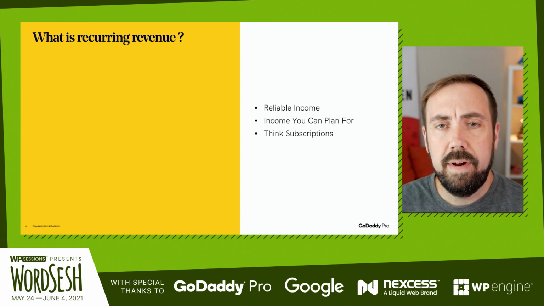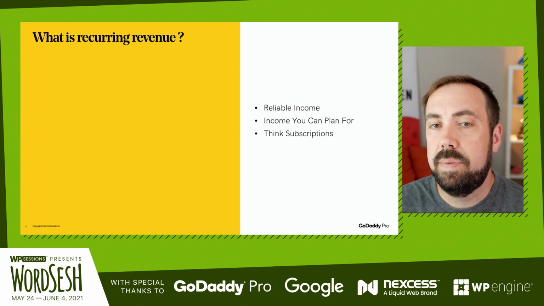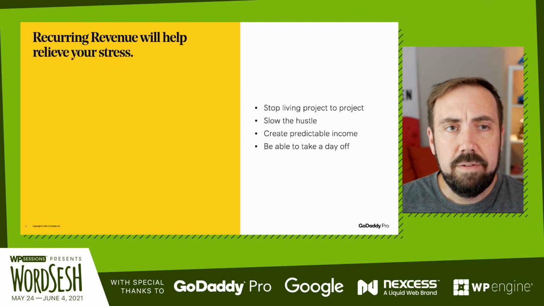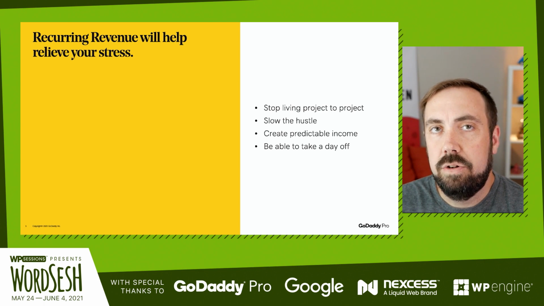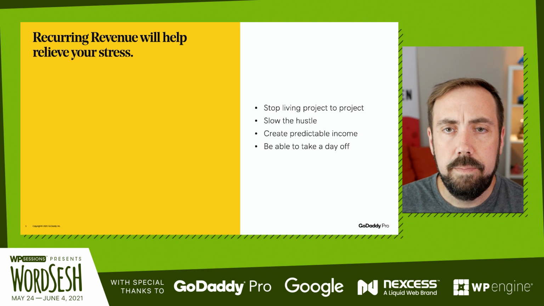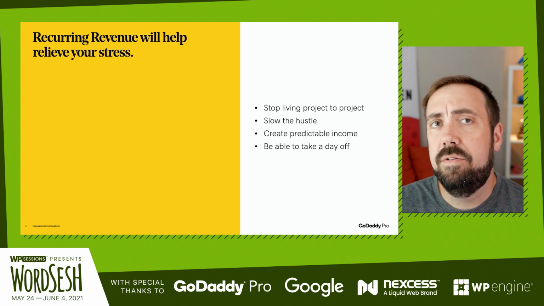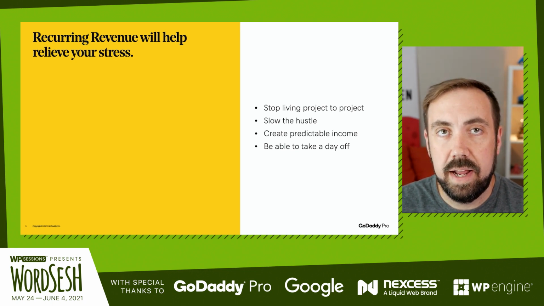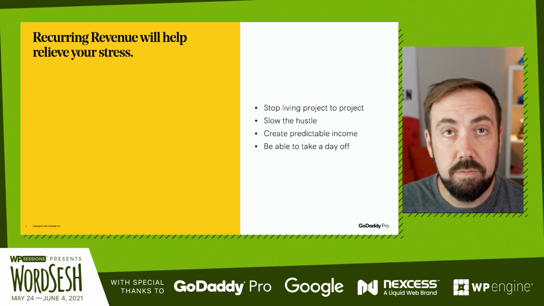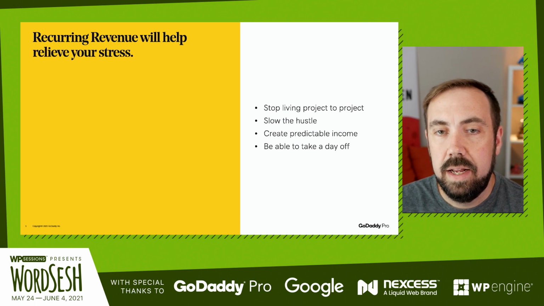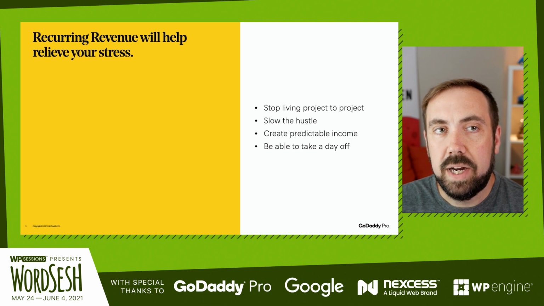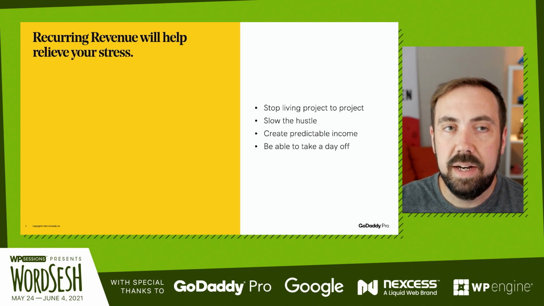So recurring revenue is a reliable income. It's something that you can plan for. Think about subscriptions, right? Basically, recurring revenue is going to help relieve those stressful moments you have as an agency owner or a freelancer by stopping you from living from project to project. It's going to slow down that need to always be hustling, create some predictable income that you can rely on. And you can even take a day off here and there without having to worry about bringing in that next big project so you can keep money flowing in.